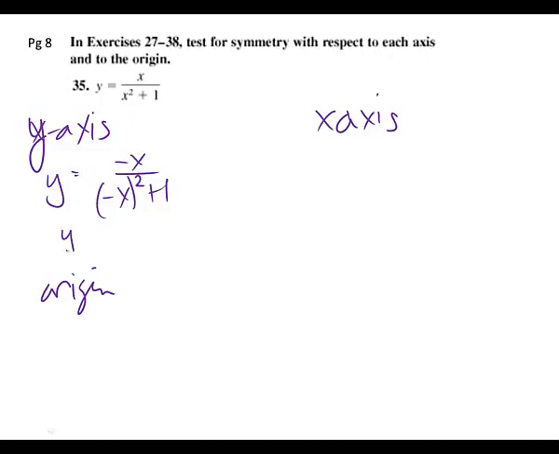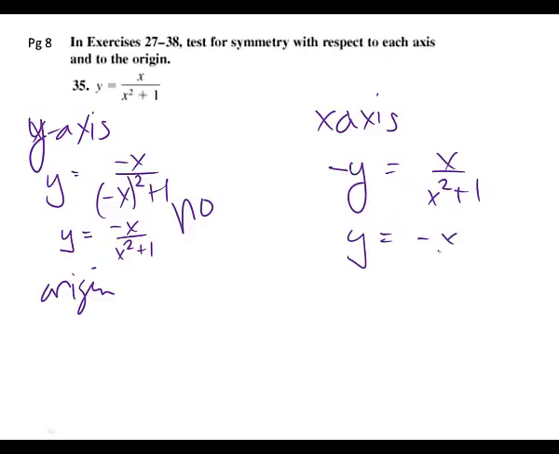Okay, about the only thing I could do to that is maybe square that negative, right? Did I get the exact same equation? No, so I am not y-axis symmetric. All right. X-axis says I plug in a negative y. So I've got x over x squared plus 1. Only thing I could do with the negative is maybe divide it to the other side, right? Is there any way to get the exact same equation? No, so this one's a no.